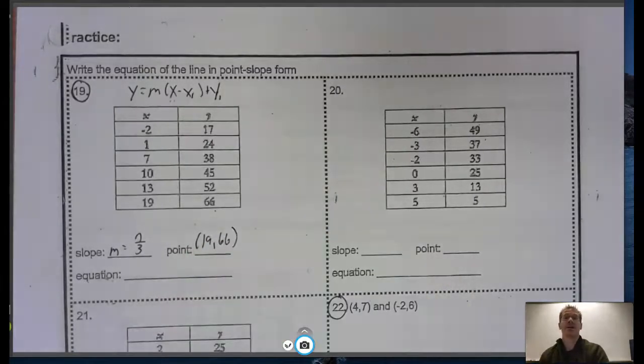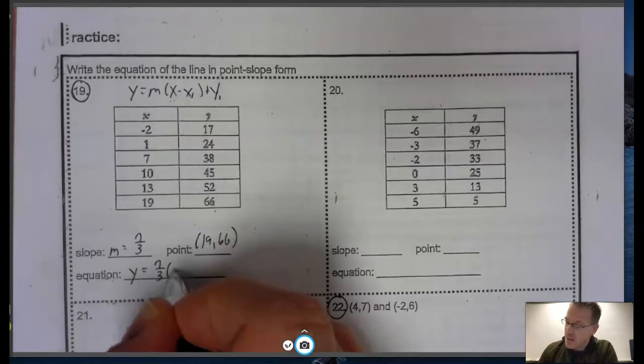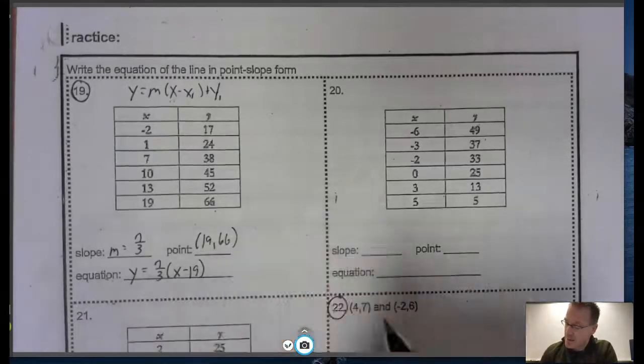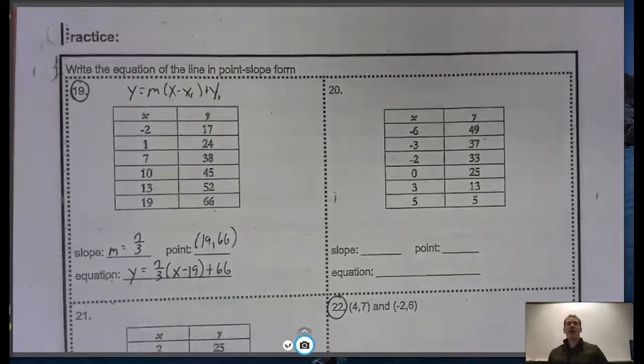19, 66. And then once again, we just take that point, we take that slope, and we plug it in. So y equals 7/3, and then we have x minus 19, and then plus 66. And that is all you have to do. So there's an example of how to write an equation in point-slope form, both graphically and numerically.